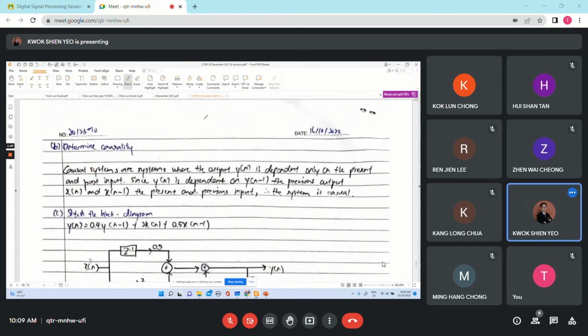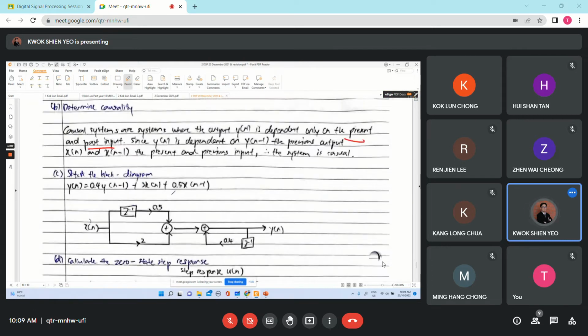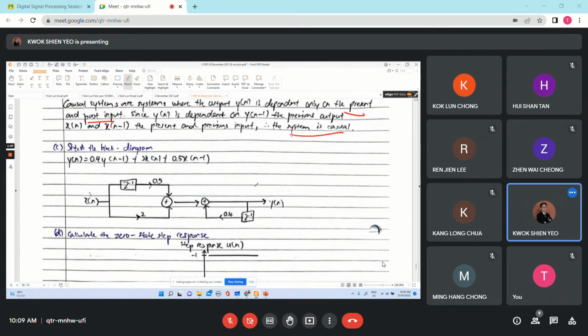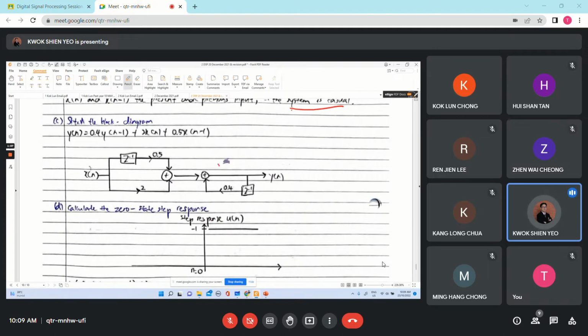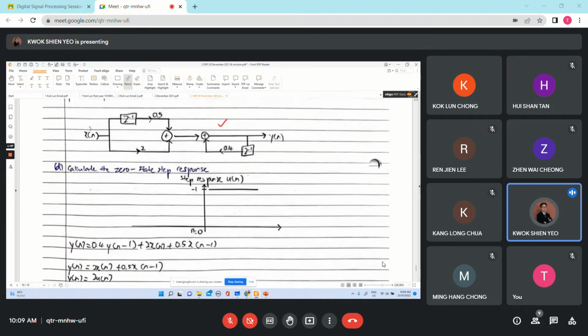So determine the causality. Only the present and the past. Yeah. And then you say the system is causal. I also think that it is causal. Then you sketch it, and you got this. Correct.